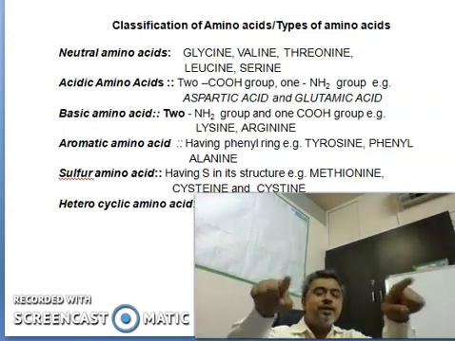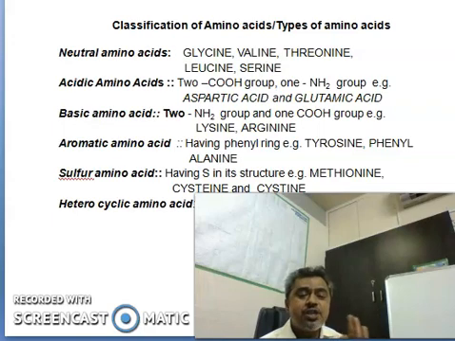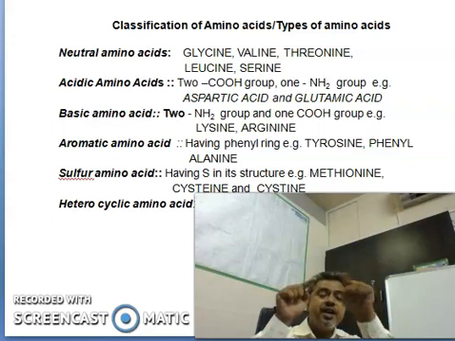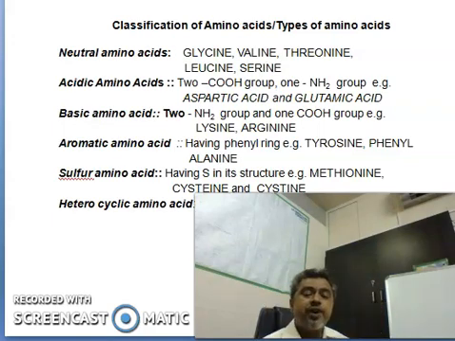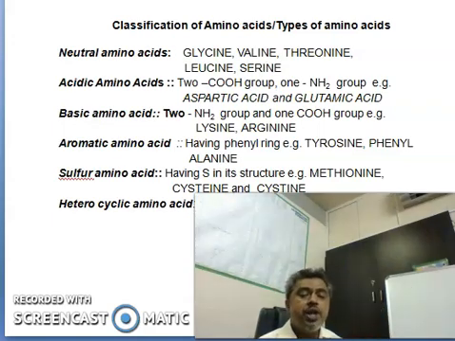Aromatic means it has phenyl rings: tyrosine, phenylalanine. Sulfur containing amino acids are methionine and cysteine, having sulfur in the structure. Heterocyclic means tryptophan, histidine, proline. Proline is an amino acid that can also be asked in many examinations. Now we will see the structures in 3 minutes.